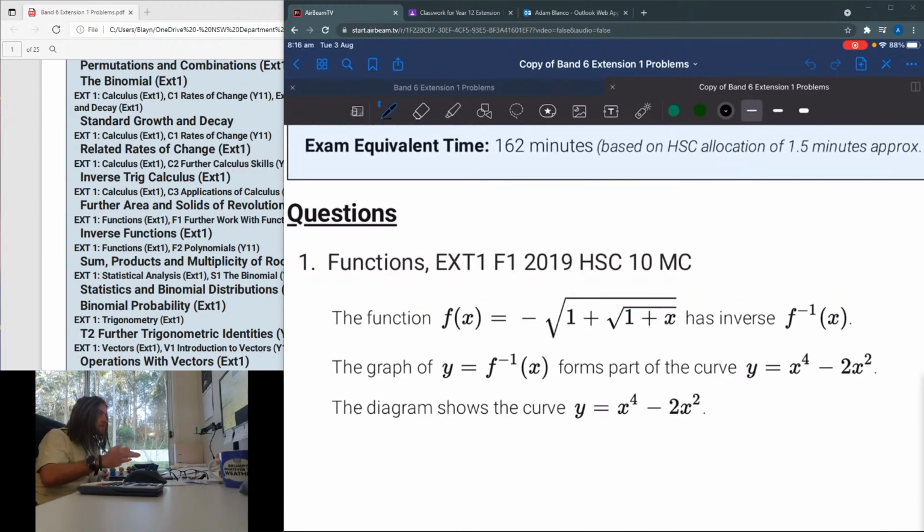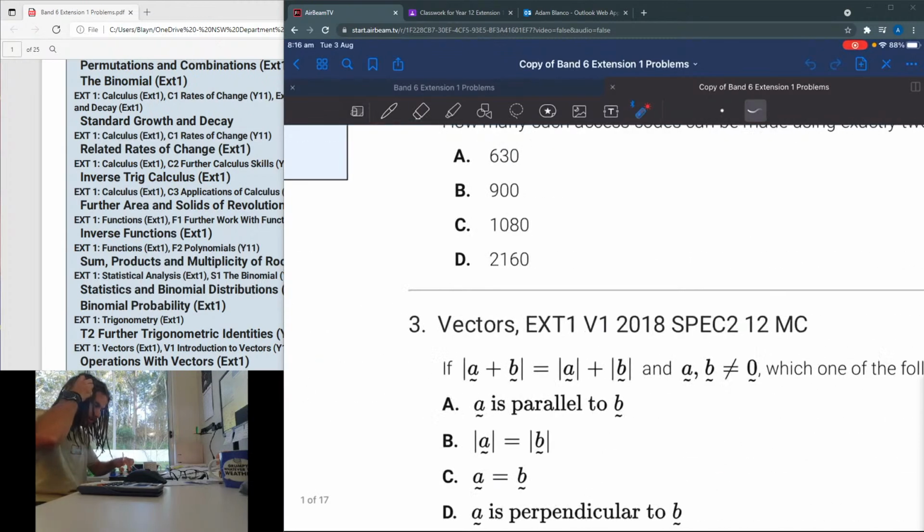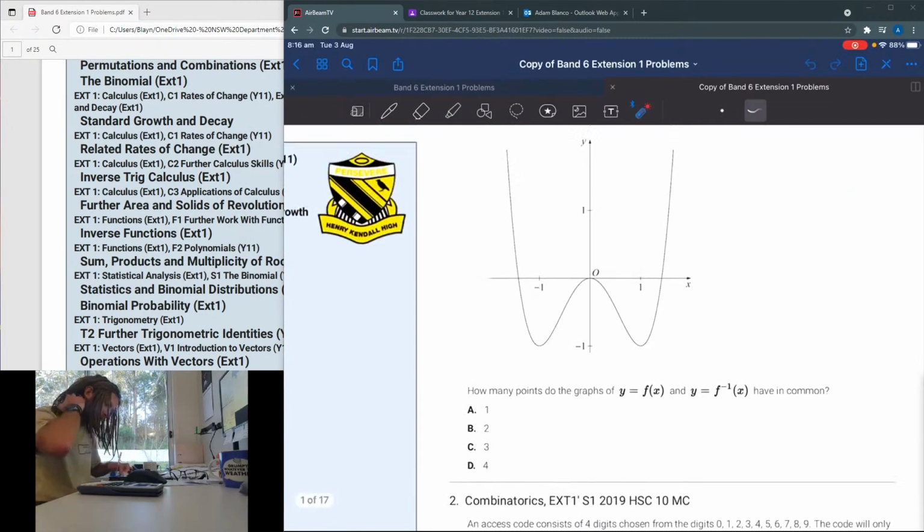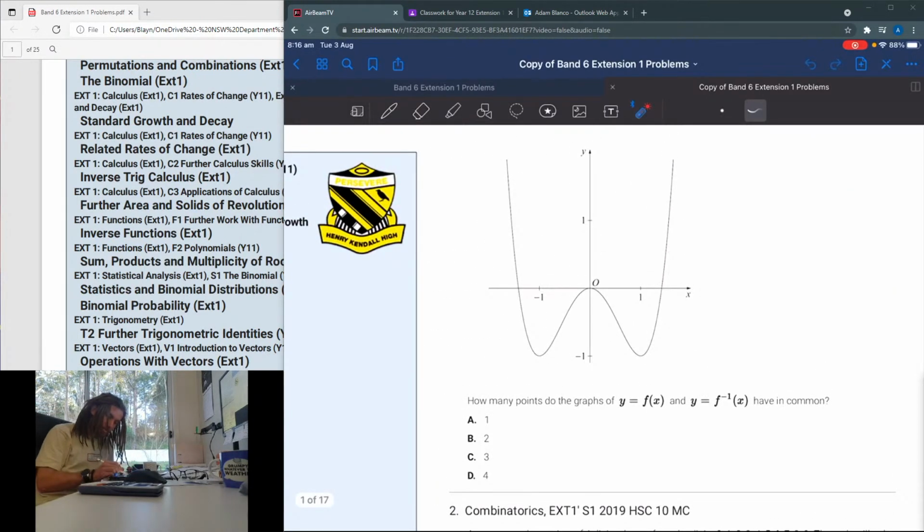So the first one basically says there's a function, it's got an inverse, and the inverse forms part of that quartic. And then there's a diagram over here that shows you that quartic, and it basically says the original and the inverse, how many times do they cross each other?